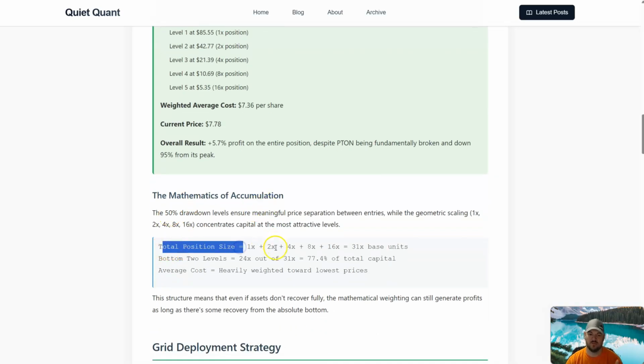So again, the mathematical accumulation looks like this. Position size is 1x plus 2x plus 4x plus 8x plus 16x equals 31x base units. So this is how you figure out your initial position. If you have an account, you divide it by 31, and that gives you what the first level is. So bottom two levels are 24x out of 31x. Again, that represents 77% of total capital, and the average cost is heavily weighted toward those bottom levels.